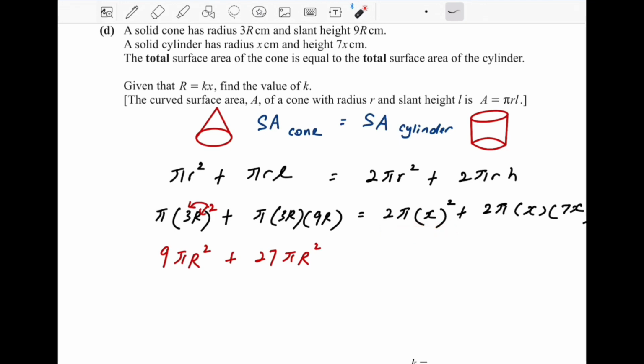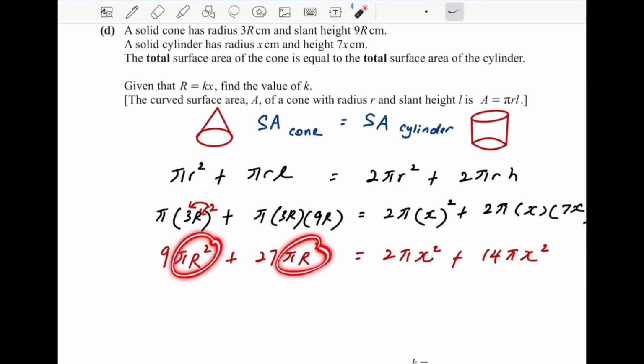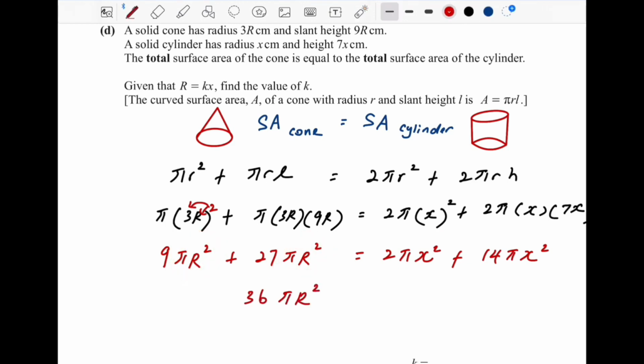Two pi x squared. 7x squared, 14x squared, 14 pi x squared. Next step, we collect the like terms. 9, 27, like terms, right? Combine. Okay. Like terms, right? Combine.